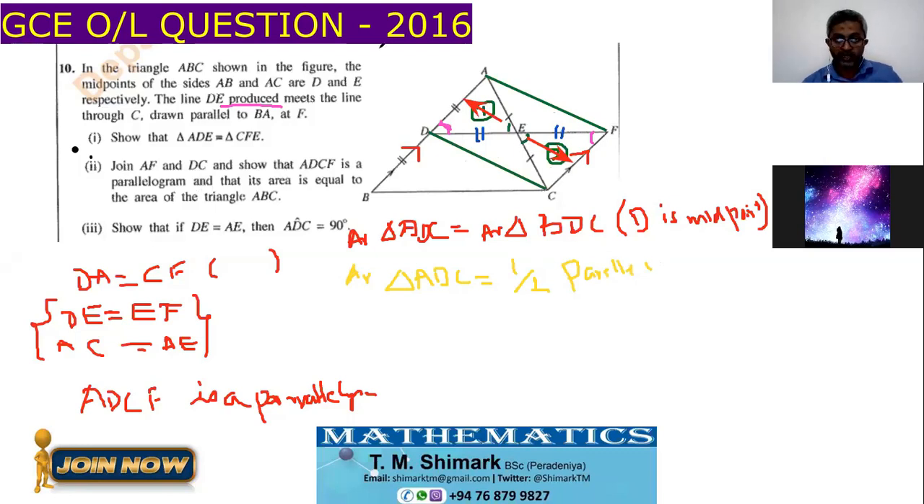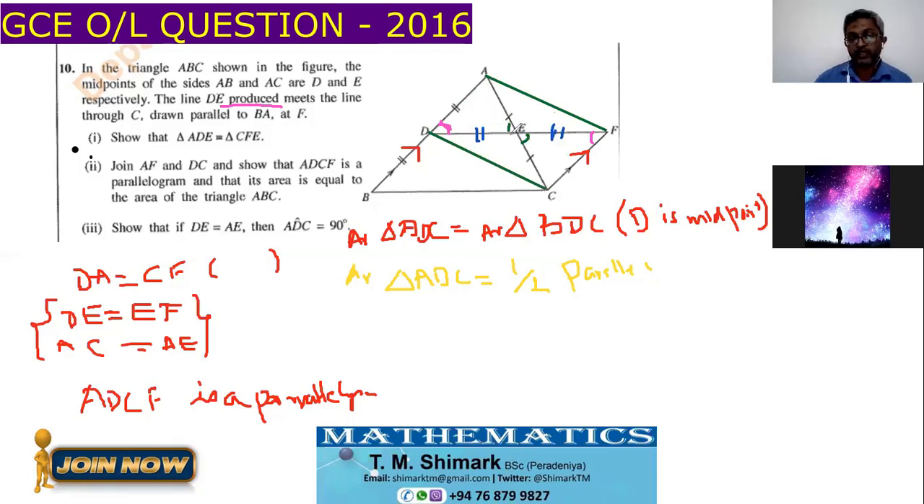So I will go to the next part of the question. I did not write all the steps, but you have to write down the steps. You have to say that this triangle is equal to this triangle in area, and also that triangle ABC is divided into two equal parts. So all these triangles are equal, meaning area of ABC equals area of ADCF. You have to write that down.